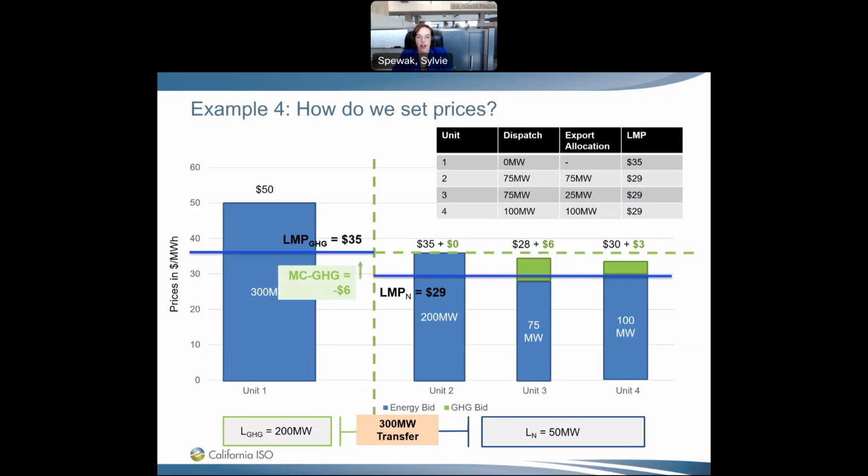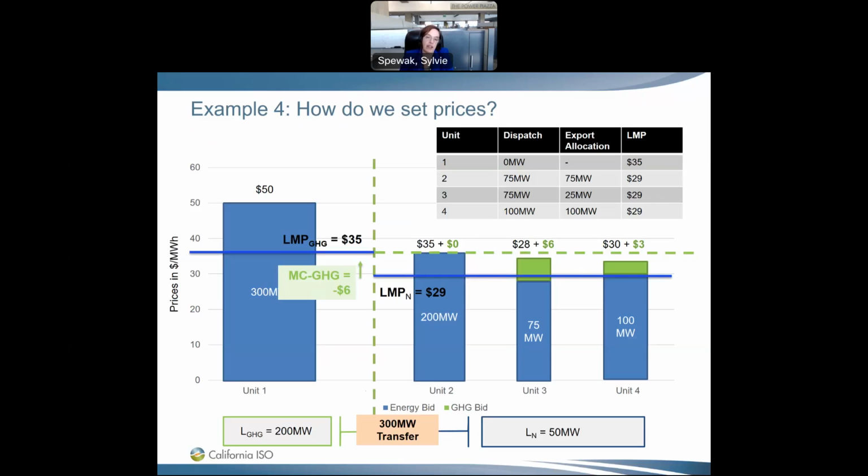And let's check visually that this makes sense. With the marginal cost of GHG of $6, that gives us a total combined price of $35 per megawatt hour, and that matches our marginal unit in the non-GHG area.